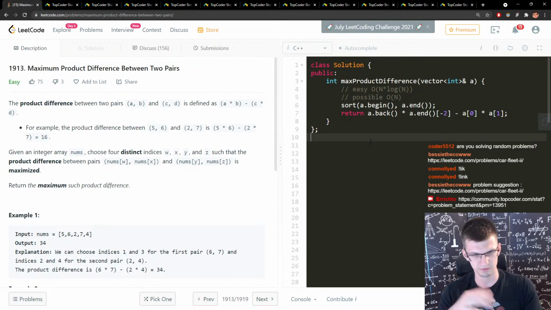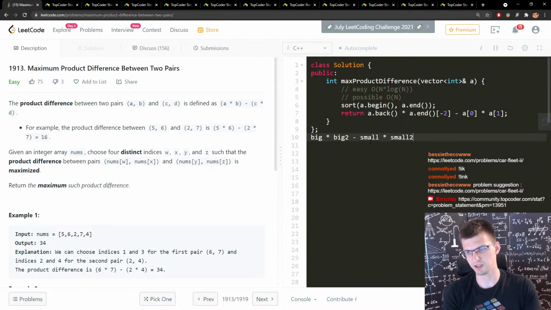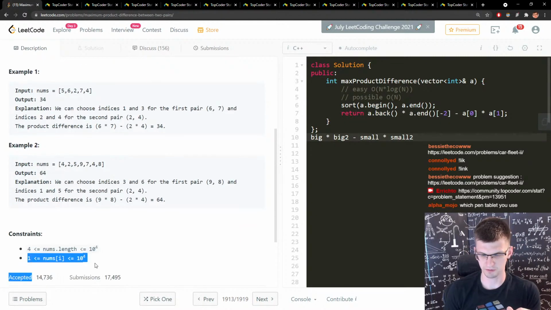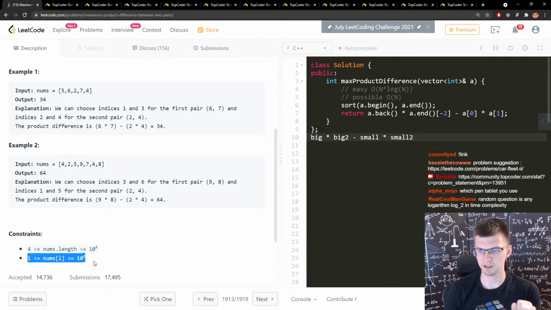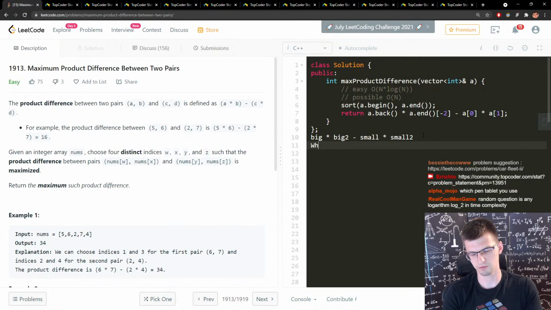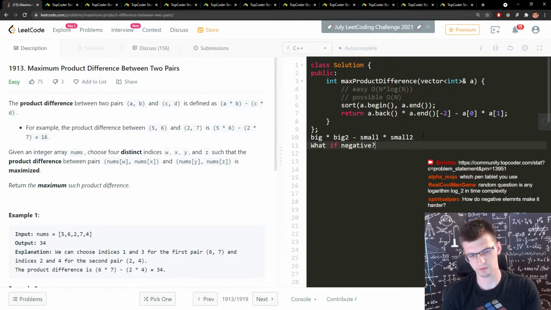Now back to this very easy problem. If we want to maximize the difference of products, for now we took the two biggest numbers, the product of them minus the product of the two smallest, and that worked because values here are positive. Now what if the values could be negative? The question is, what if negative?